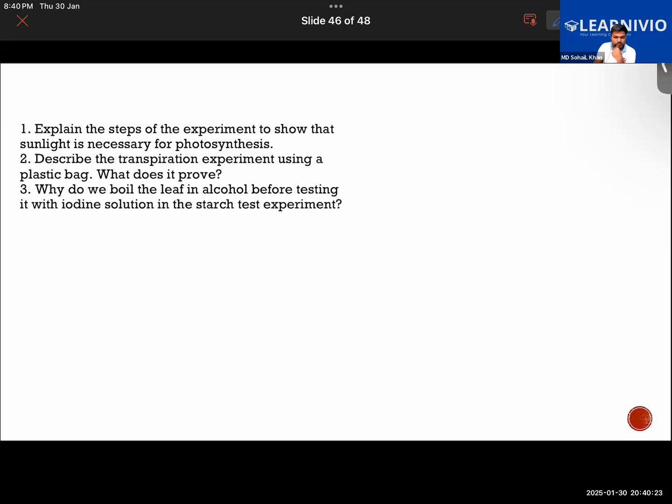The first plant we have to keep in the dark room, and then all the starch will be used up, and it will not change to blue-black color if we test the starch. But in the second one, when we check by iodine test, the leaf will turn blue-black because photosynthesis was occurring. Good. Very good.